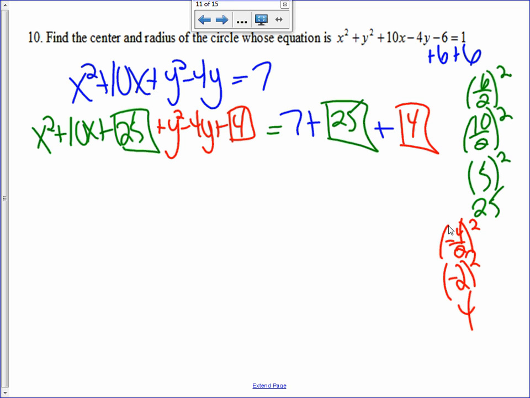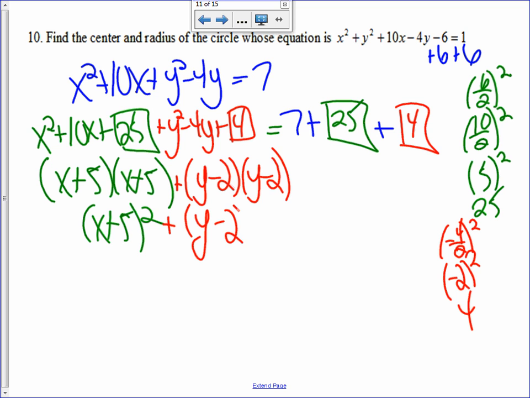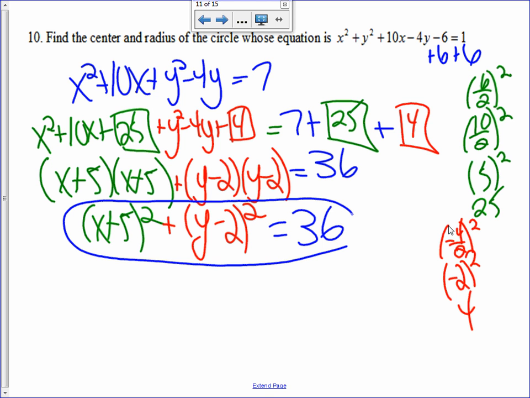Now I factor my x's: x plus 5, x plus 5, which is x plus 5 squared. I do my y's: y minus 2, y minus 2, which is y minus 2 squared. Again, it will always work out where it's the same factor. Equals 7 plus 4 plus 25 is 36.